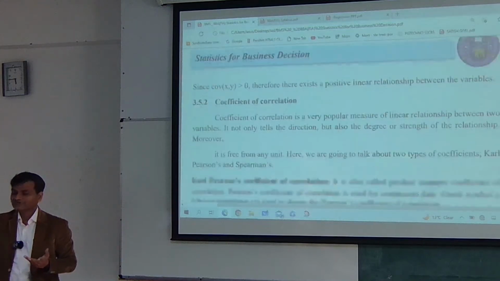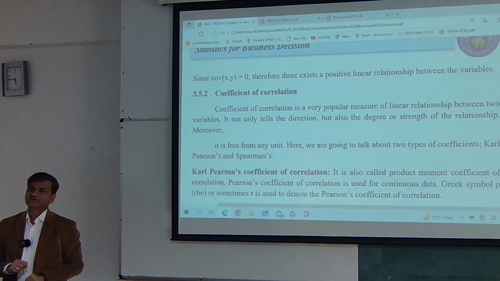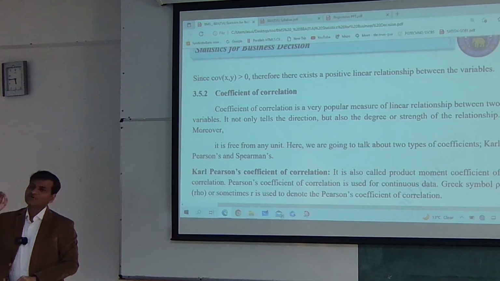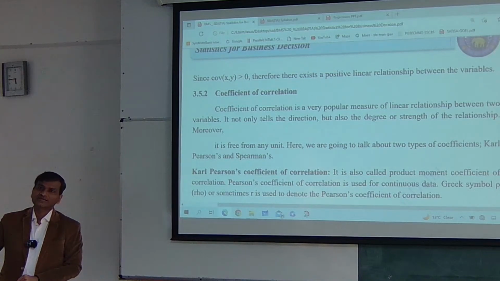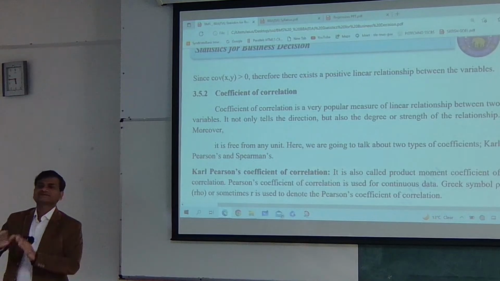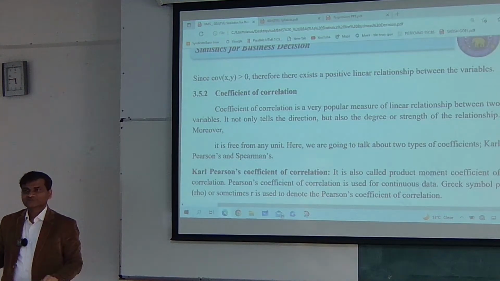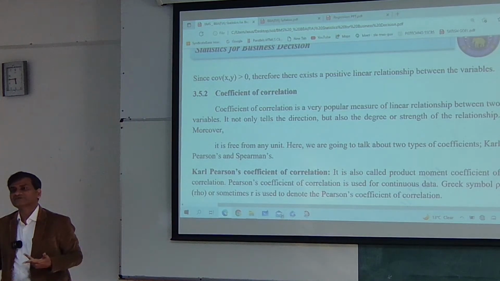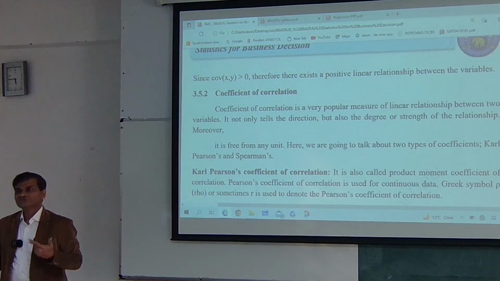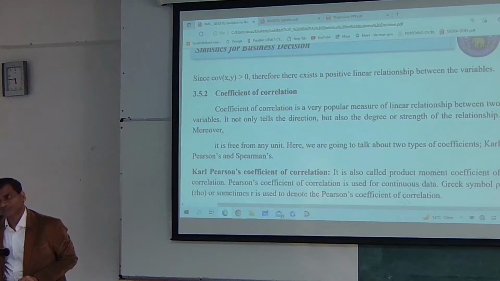We have another measure, that is the coefficient of correlation. The coefficient of correlation is the most important measure to find the relationship between two variables, because it is unit free and it has a range. The coefficient of correlation has a range of -1 to +1. It cannot be more or less than that. So we have another formula, the coefficient of correlation, which is unit free as well as has a certain range, and the range is -1 to +1.